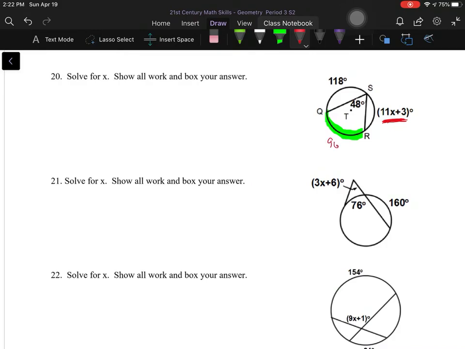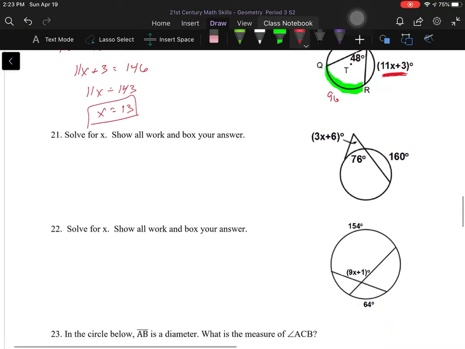So 48 times 2 is 96. So again, same kind of idea before. I know that 118 plus 96 plus 11x plus 3 has to add up to 360. So if I subtract the pieces that I know, the piece that I'm looking for has to equal 146. So then subtract 3 from that. 11x equals 143. So then x would be 13.